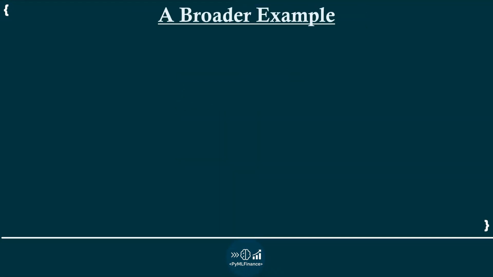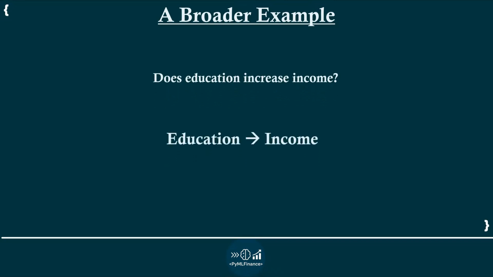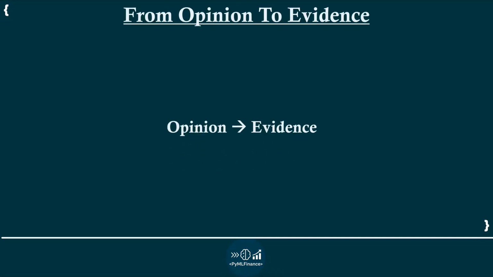The same idea applies outside financial markets as well. For example, economists often study whether education increases income or not. Econometrics allows researchers to estimate how strongly education affects earnings using real data. One of the most powerful aspects of econometrics is that it converts opinions into measurable evidence. So instead of simply saying this factor affects markets, we can estimate the size of that particular effect.